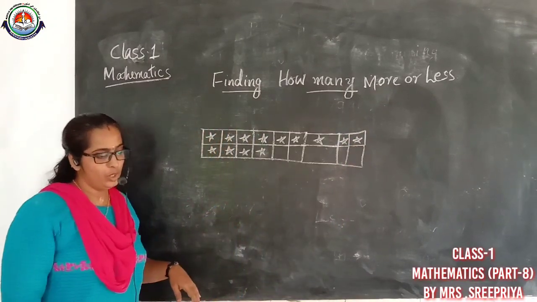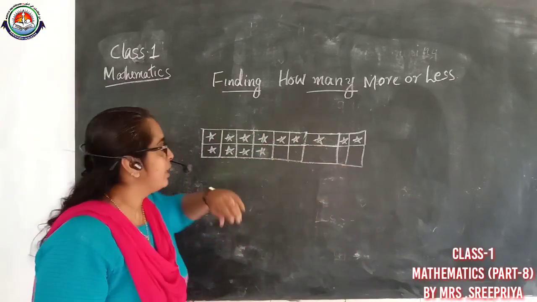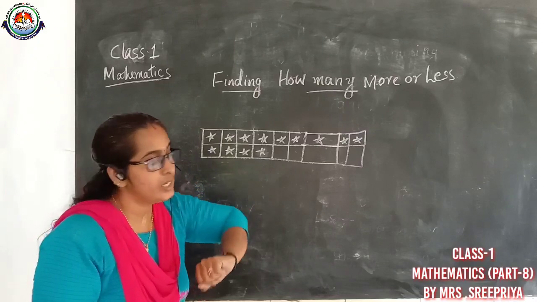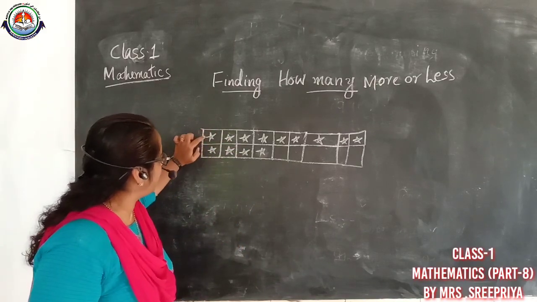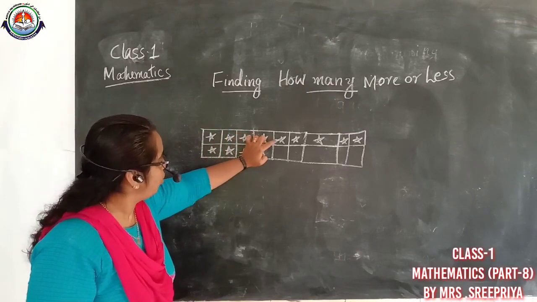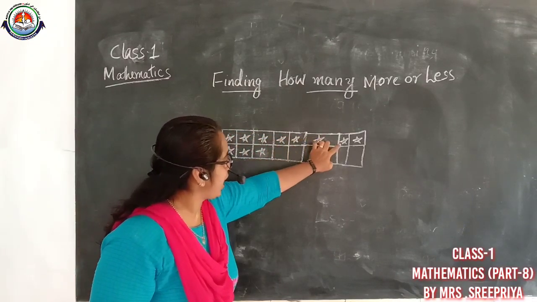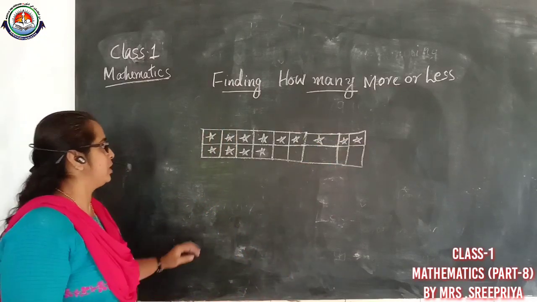All of you look here. In this one rectangle box is there. Here I draw some stars. That means two columns I draw, and on the upside I draw how many stars here? 1, 2, 3, 4, 5, 6, 7, 8, 9. How many? 9 stars I draw there.